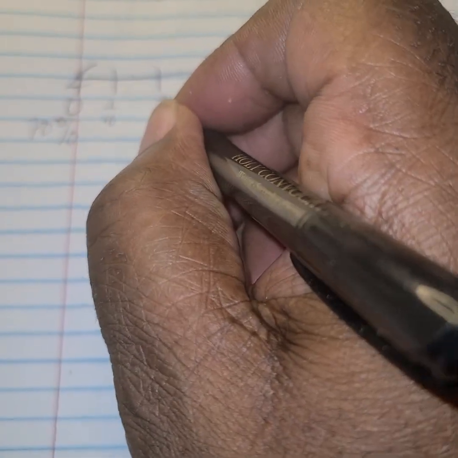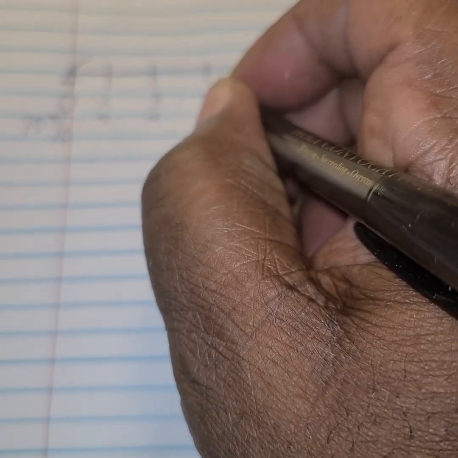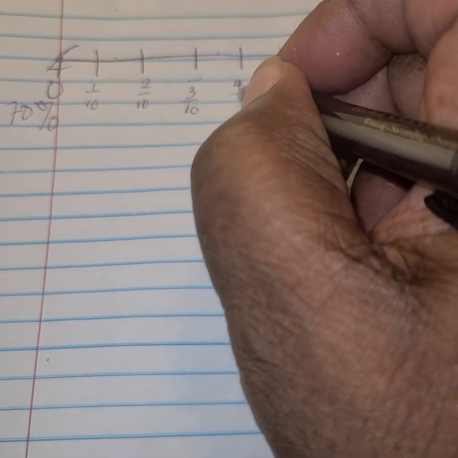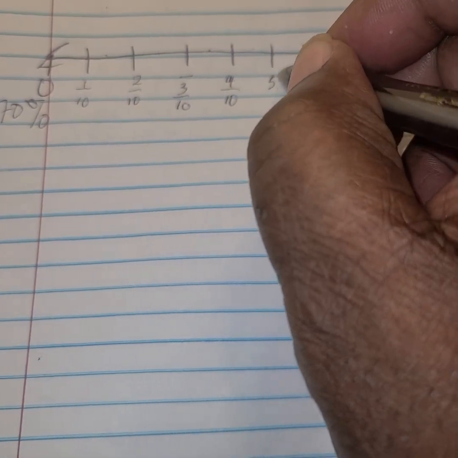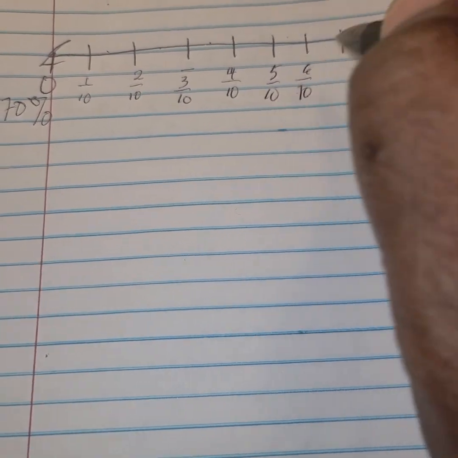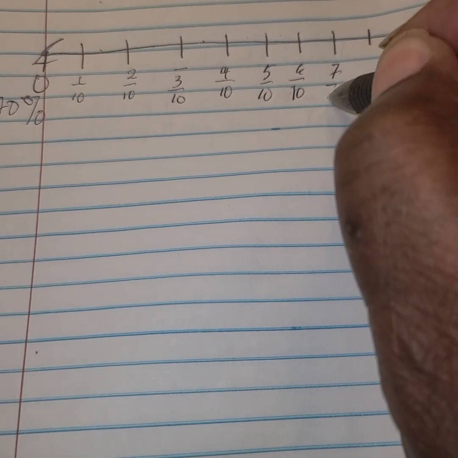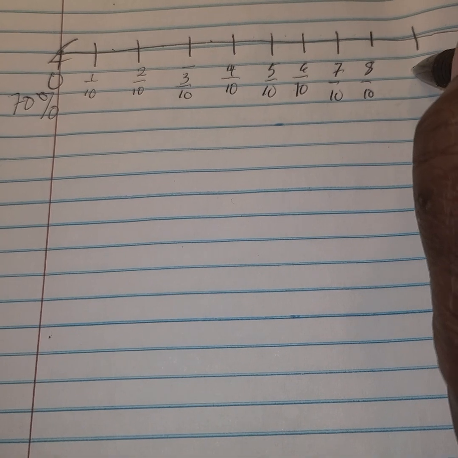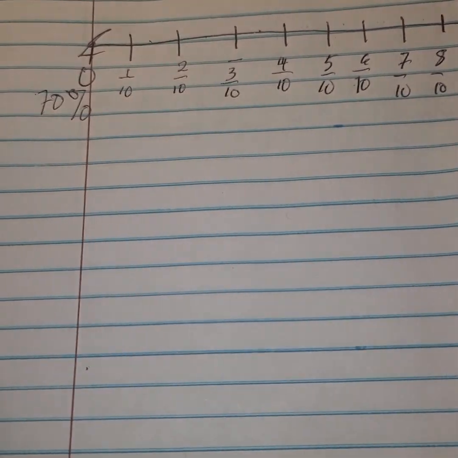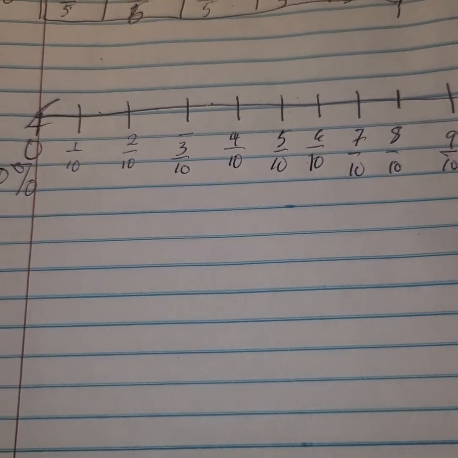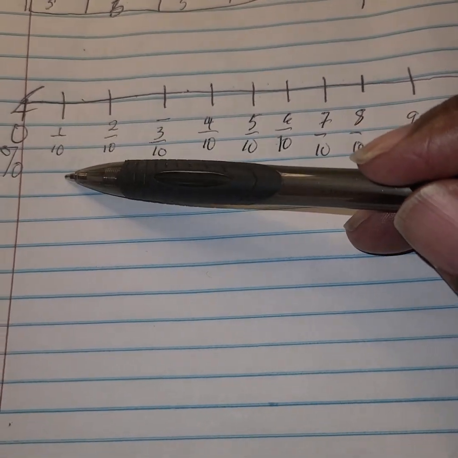This would be 2/10. This would be 3/10. 4/10. And so on, and so on. And 1 represents 10/10. Okay? So I know my percentages if I know my parts.